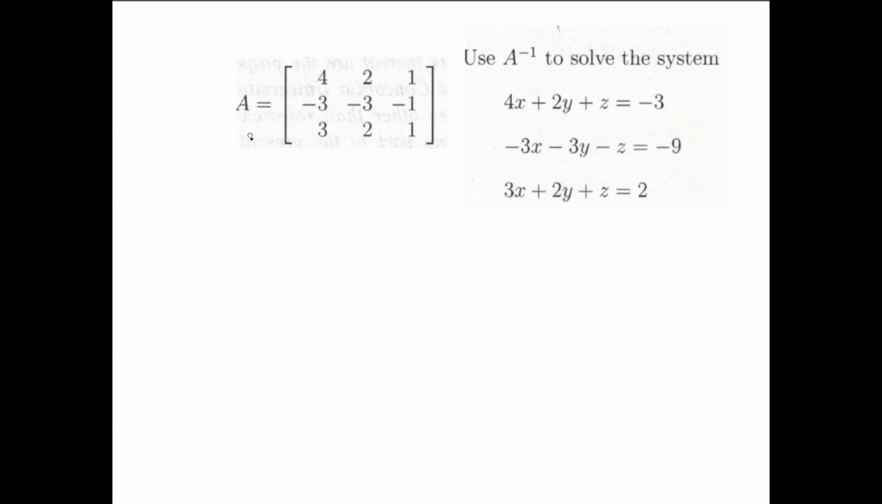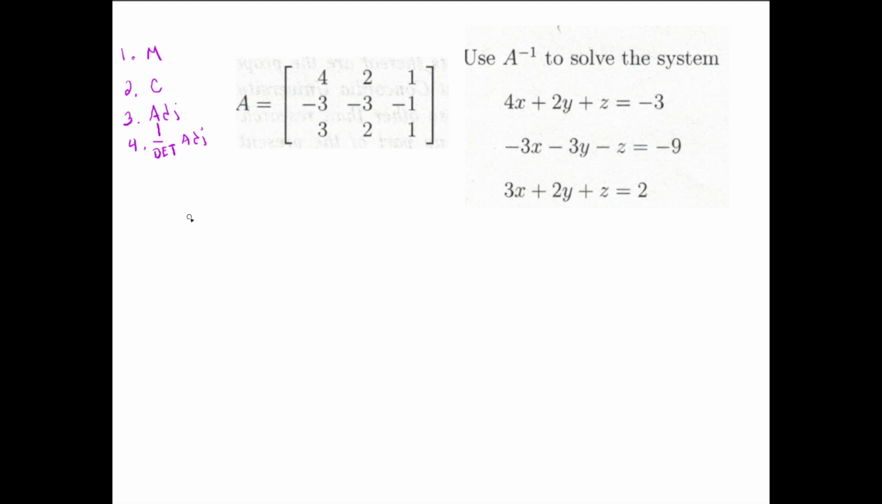Okay, so in this question, we are given our matrix A, and we're asked to use the inverse of A to solve this following system of linear equations. Now to find the inverse of A, we're going to use 4 steps. The first one is to find the matrix of minors, then the matrix of cofactors, then the adjugate, and lastly we are going to multiply the adjugate by 1 over the determinant. And that is going to be our inverse.